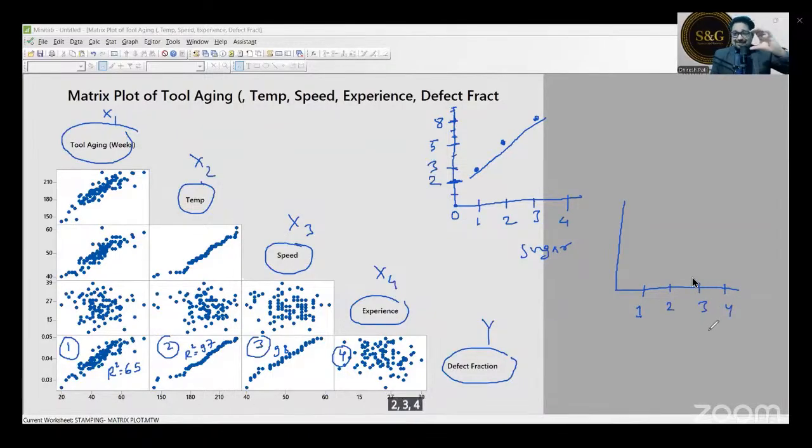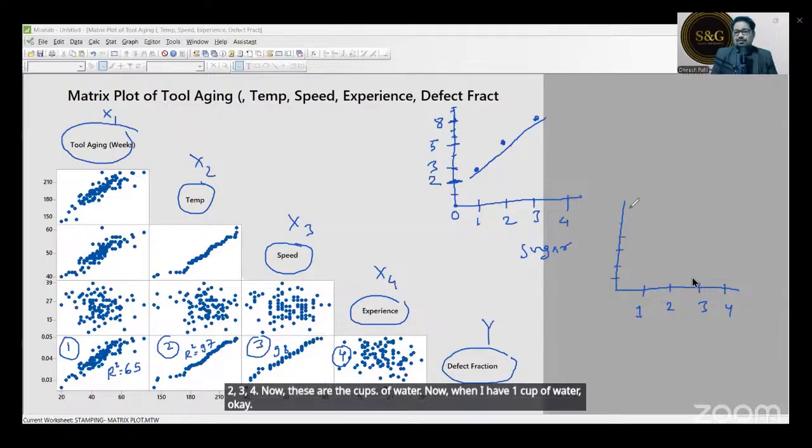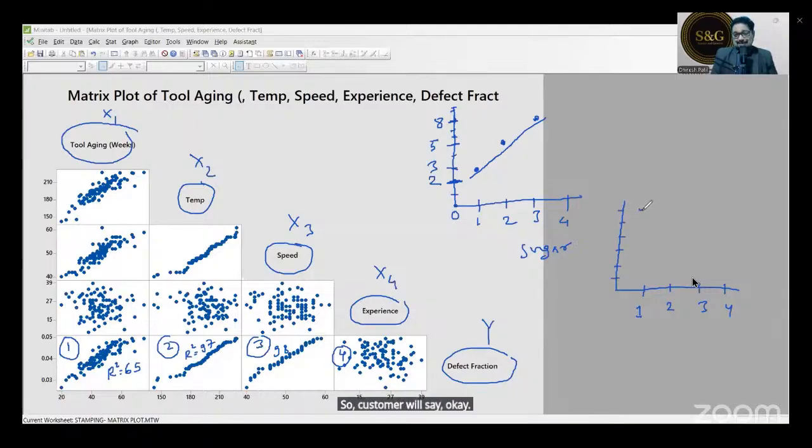Now these are the cups of water. When I have 1 cup of water, the customer will say the rating is at 6. Now for the same cup of tea, I have added another cup of water. Now my taste rating will go to 4. I add another cup of water. My taste rating will go to 2.